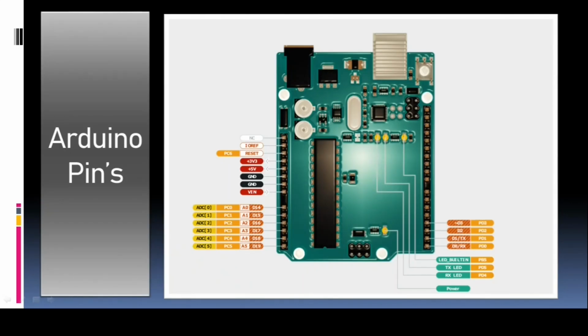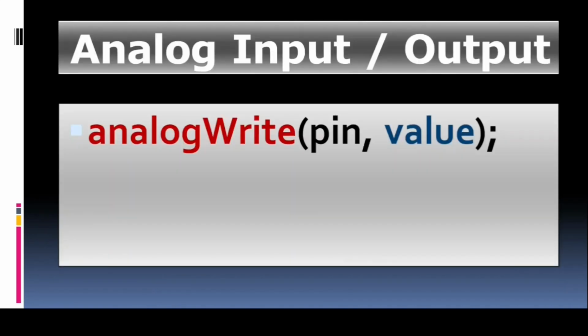Here you can see before the D3 pin there is a wave sign which defines that this is a PWM pin, and D5 pin is also PWM, D6 pin, D9 pin, D10 pin, D11 pin. Those pins which show the wave sign are the PWM pins. We can use the analogWrite function with these pins. As you can see on your screen, this is the syntax of analogWrite.